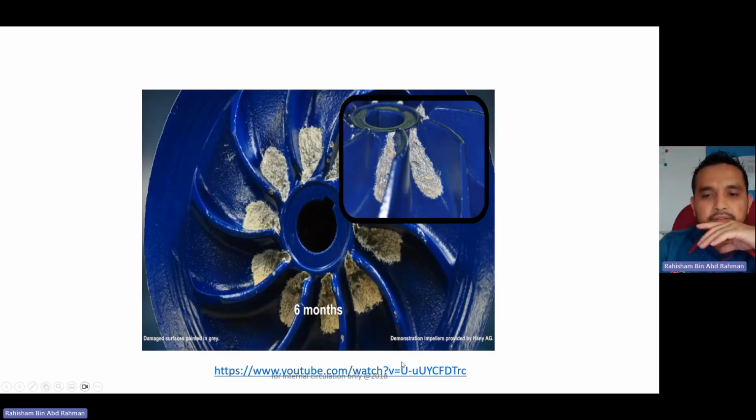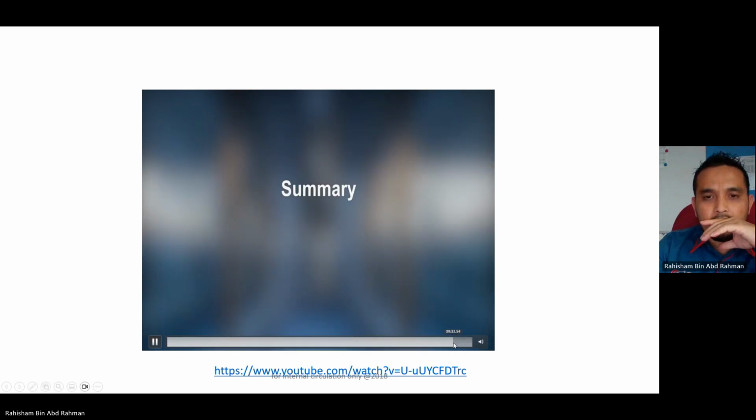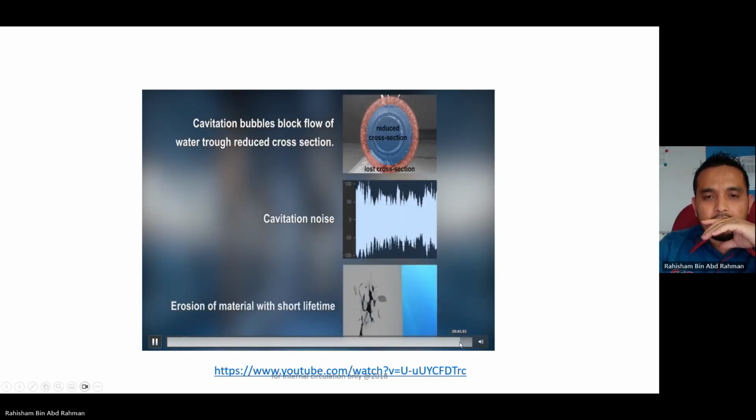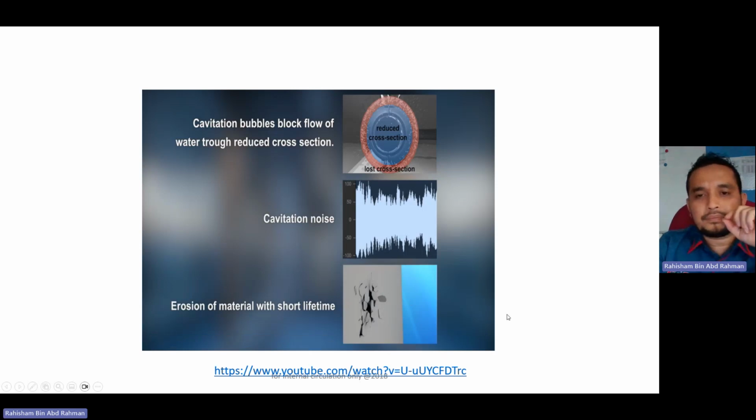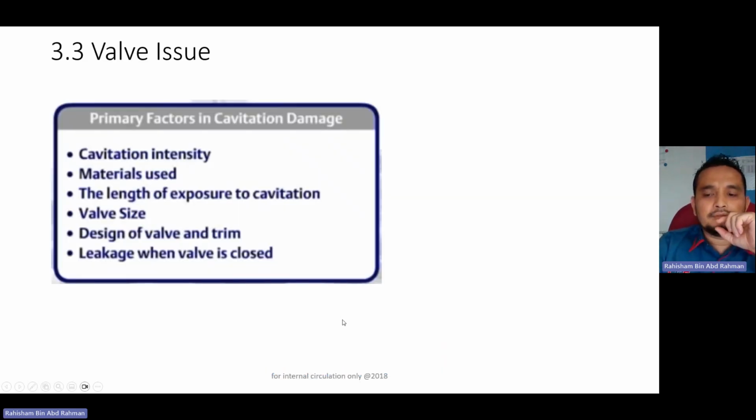These are some images. In summary, cavitation bubbles will cause two major issues: one is noise, and the second one is erosion of the materials. So valve issues, later we will see. Valve issues as what we understand about the flashing and cavitation. So these are some primary factors in the cavitation damage.